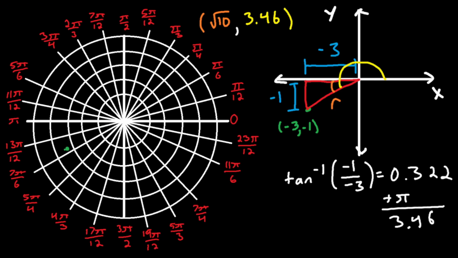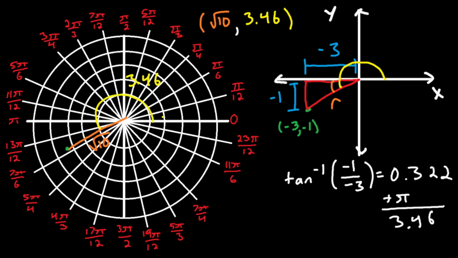The reason why I checked this is because I don't want this point to be past 7 pi over 6. 7 pi over 6 is a larger radian than 3.46. So I wanted this just behind 7 pi over 6. I didn't want this on this side of 7 pi over 6. So this right here is about our point, and we know that your magnitude is square root of 10, and the angle that this makes with the positive horizontal axis is 3.46.